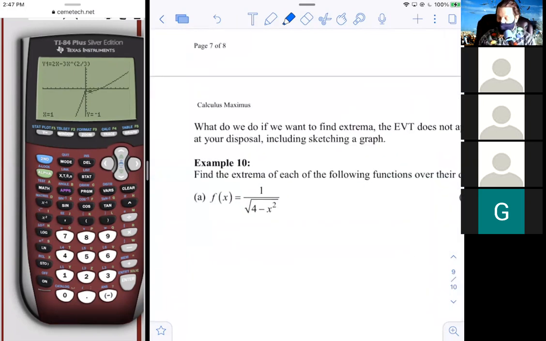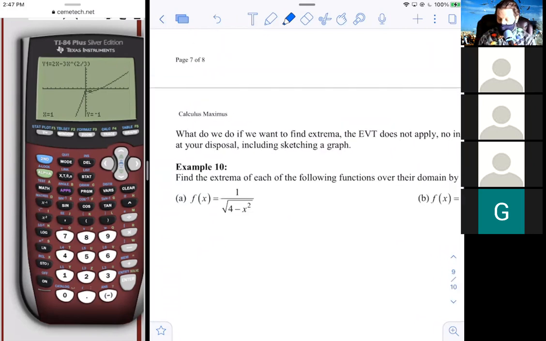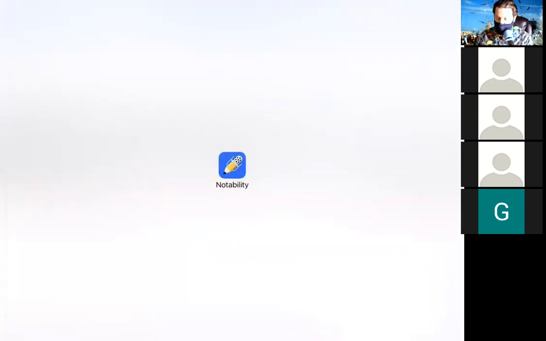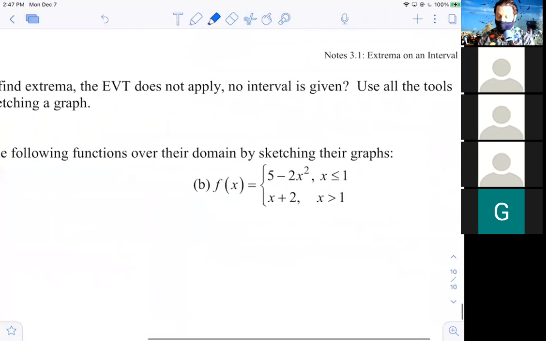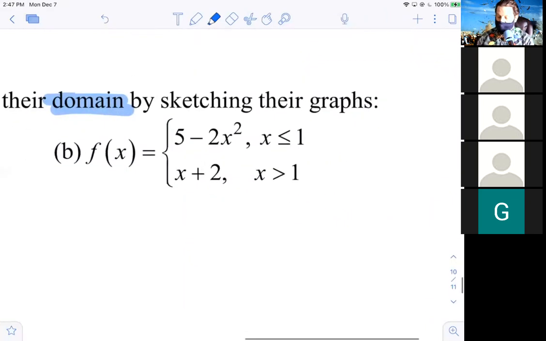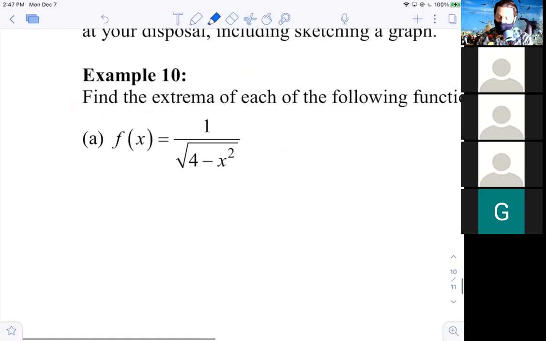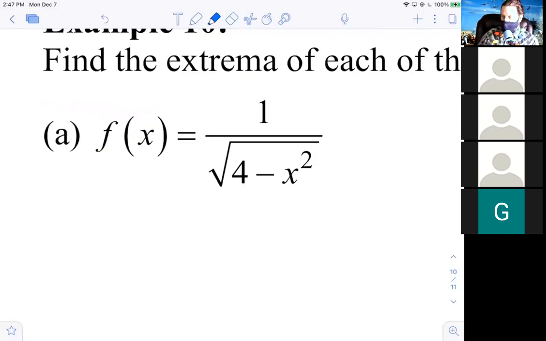So example 10. What do you do if the EVT doesn't apply? Well, I'll show you. It says find the extrema of each of the following over their domain. Well, I'm giving it away. Sketching the graphs. Any information you can collect about the function is going to help you. So again, if it doesn't specify an interval, you assume we're talking over its entire domain.